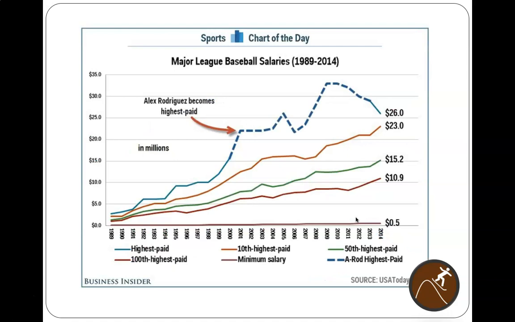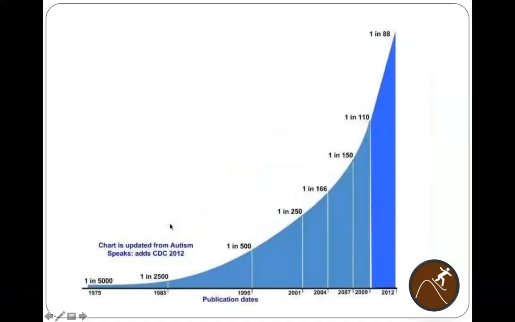Let's look at Major League Baseball salaries. They've been increasing since 1999, actually going back a lot further than that, pretty steadily. Also, autism rates. They were just 1 in 5,000 cases of autism in children back in 1975. In 2012, they say that there is 1 in 88 kids, and I don't know what the current numbers are, but on that autism spectrum disorder, that's a lot. And a lot's changed really quickly.